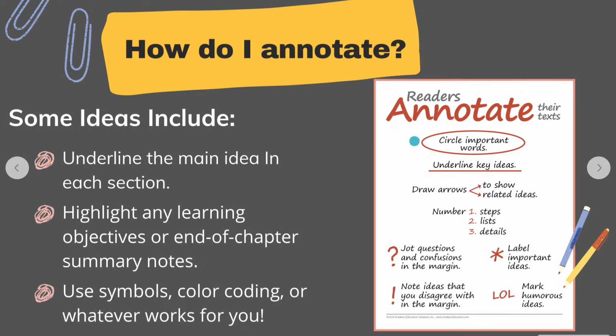Other ideas include circling important words like key vocabulary, underlining main idea or key idea, drawing arrows to connect related items, numbering steps in a process or items in a list, and again, using symbols like question marks, exclamation points, asterisks, or make up your own to identify important areas or things that you want to refer back to later.